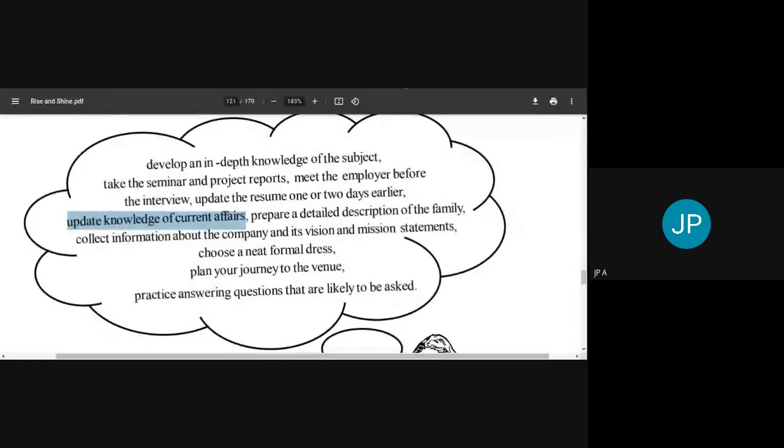Update knowledge of current affairs. I have also personally experienced that in many interviews that I attended, there were questions about what we see in that day's newspaper.